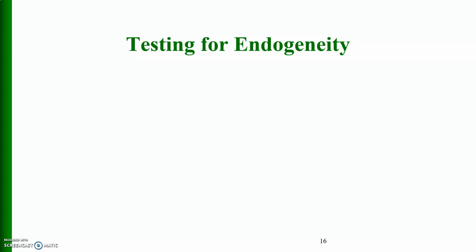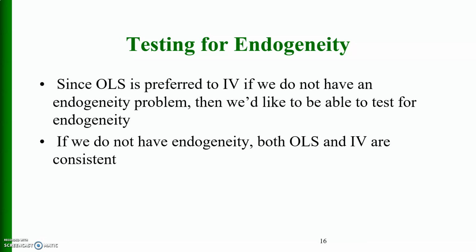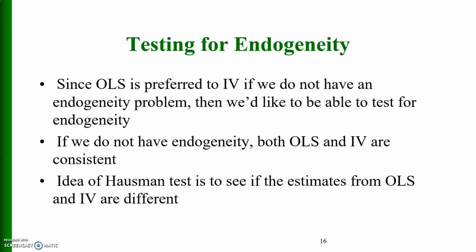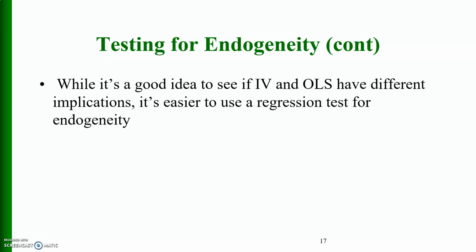We can also use IV for testing endogeneity. Since OLS is preferred to instrumental variable if we do not have an endogeneity problem, we would like to be able to test for endogeneity. If you do not have endogeneity, both OLS and instrumental variable estimation are consistent. The idea of a Hausman test is to see if the estimates from OLS and instrumental variable are different. While it is a good idea to see if instrumental variable and OLS have different implications, it is easier to use a regression test for endogeneity.